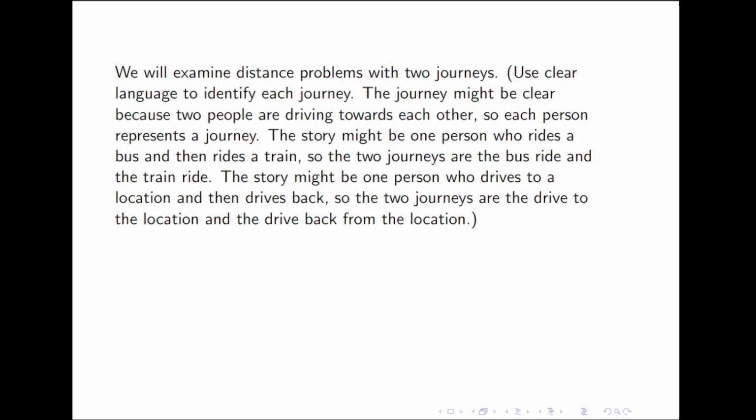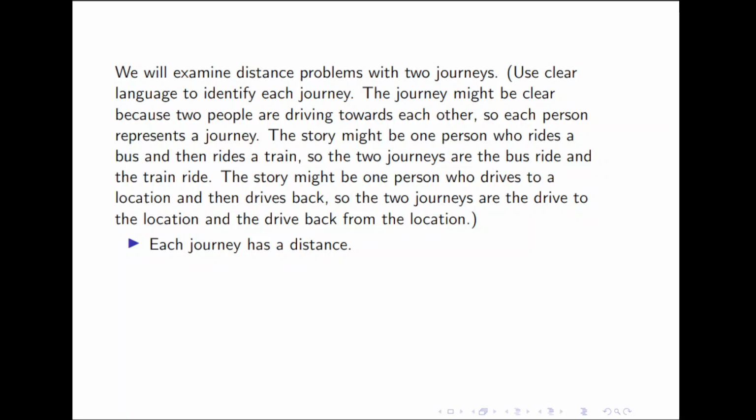The story might be one person who rides a bus and then rides a train, so the two journeys are the bus ride and the train ride. The story might be one person who drives to a location and then drives back, so the two journeys are the drive to the location and the drive back from the location.